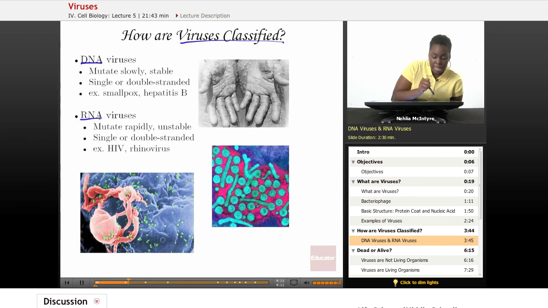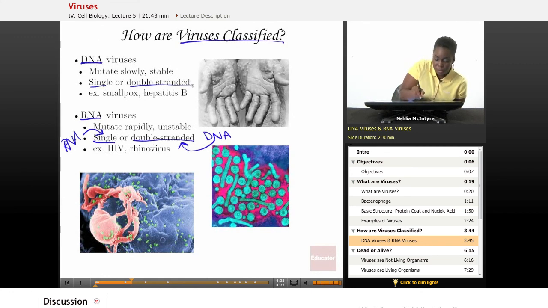The similarity is that inside of that protein coat, both the DNA and the RNA viruses can be single-stranded or double-stranded. Typically DNA is double-stranded and RNA is single-stranded, but the RNA could be single or double, and the DNA could be single or double.